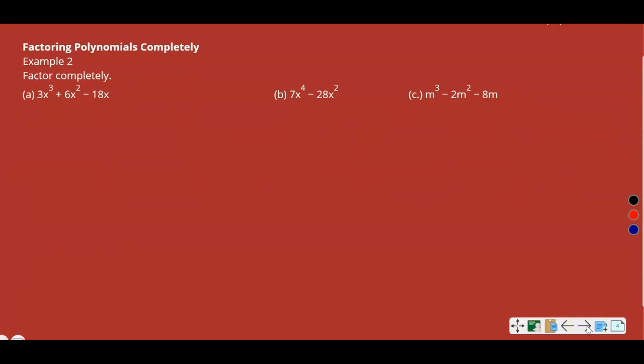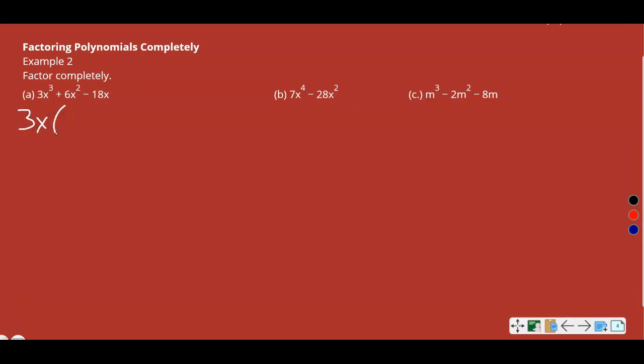All right, example 2, factor completely. If I look at part A, I've got 3x cubed plus 6x squared minus 18x. The first thing I notice is those are all divisible by 3. Again, you need to have a good number sense. If you can multiply well, that means you can divide well, and that means you can find your greatest common factor quickly and easily. They all also have an x in common. So my greatest common factor here is going to be 3x.